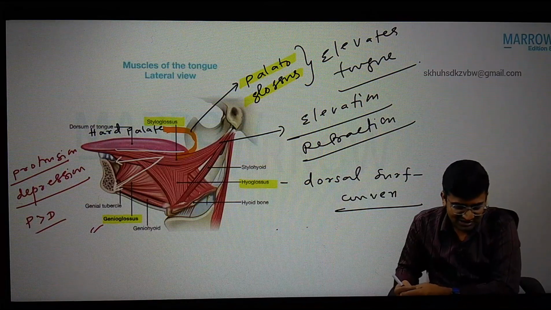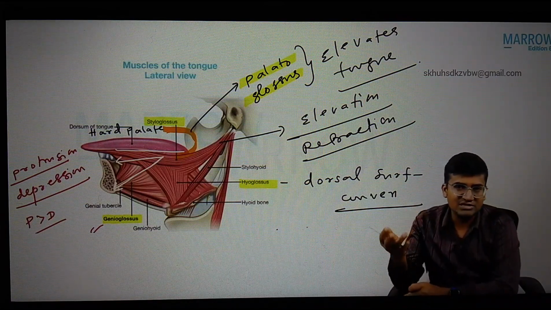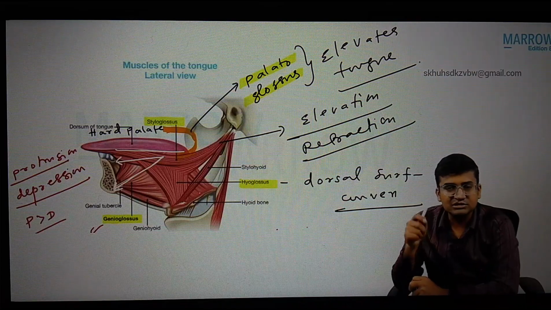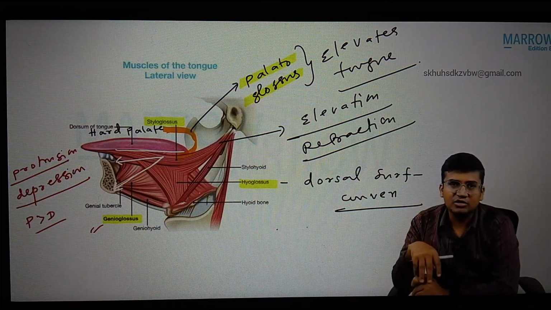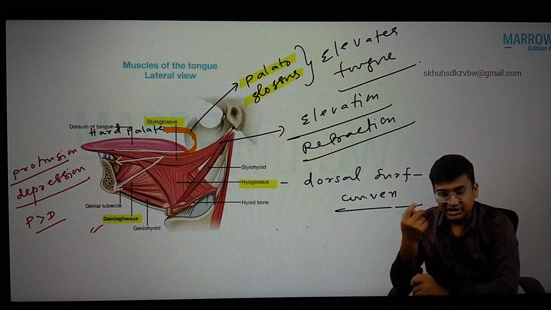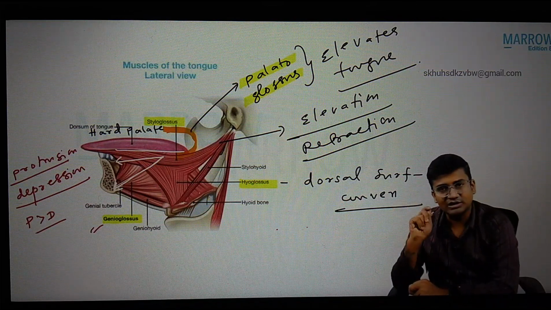So out of all the muscles, which muscle is called the safety muscle of the tongue? Genioglossus muscle. Why safety muscle? Because that is the only muscle which protrudes the tongue. If the muscle is not there, the tongue will roll back and occlude the oral passage and nasal passage. It is the only muscle for tongue protrusion. That is why this muscle is called the safety muscle of the tongue.